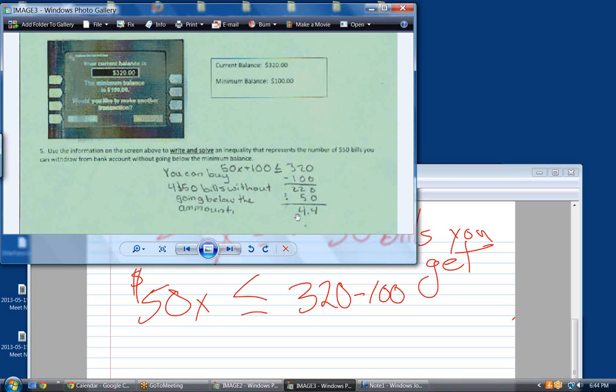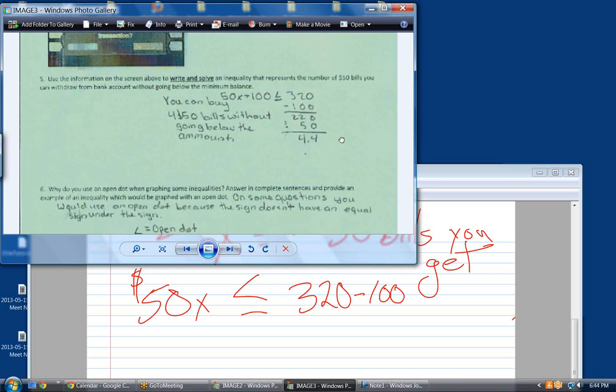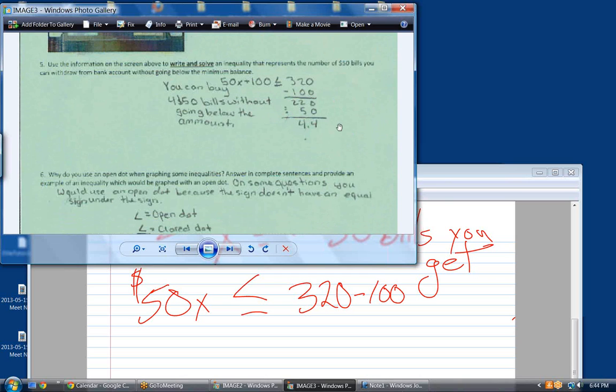And this also came out to be 4.4, which means what? How many $50 bills can you get? 4 $50 bills. Yes. And this also would be a set of points, not an array.